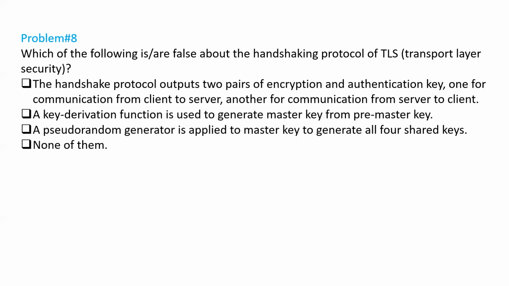And key derivation function is actually applied on the pre-master key. So pre-master key is the key that the other party gets after decapsulating the KEM ciphertext. After applying key derivation function on the pre-master key, you get the master key, and then you apply pseudo-random generator PRG on this master key to expand it so that you can get a total of 4 shared keys for the purposes just mentioned. Okay, so all of them are correct.